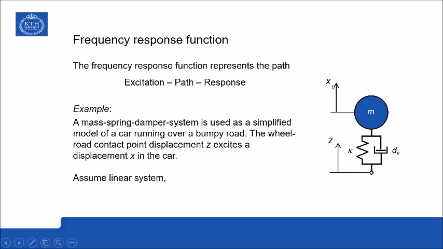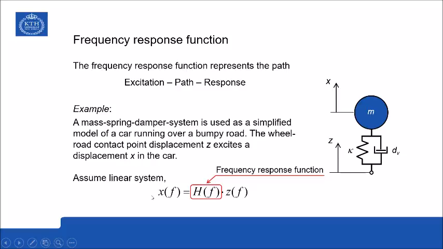So if we assume linear systems, we can state that there must be a linear relationship between the car displacement and the road and the contact point position Z. And h here is the frequency response function that couples the excitation with the response. So how then can we continue here?